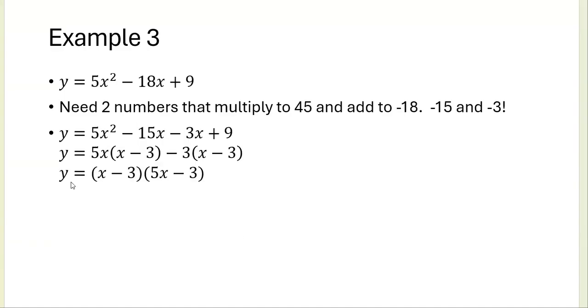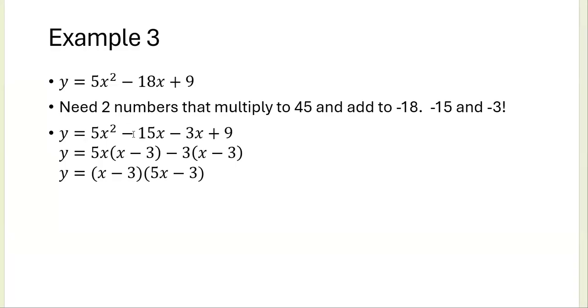Two more examples. Example 3, y equals 5x squared minus 18x plus 9. So we need two numbers that multiply to +45, and they add to -18. Okay, so the two numbers must be negative. All right? So what are the two numbers? If we think about it, it's -15 and -3. So we're going to use these to break this one up as -15x minus 3x.